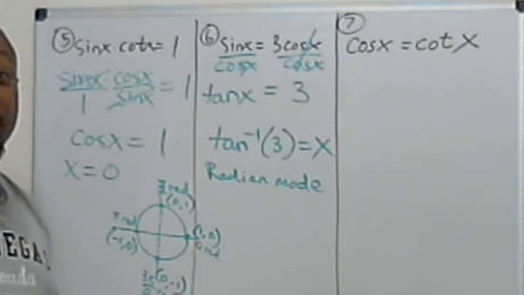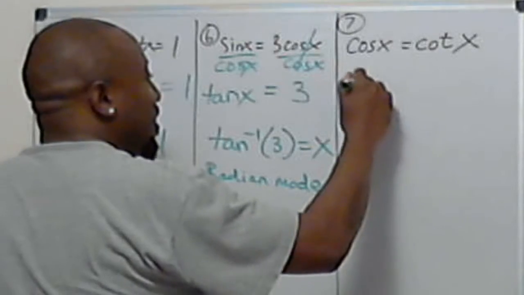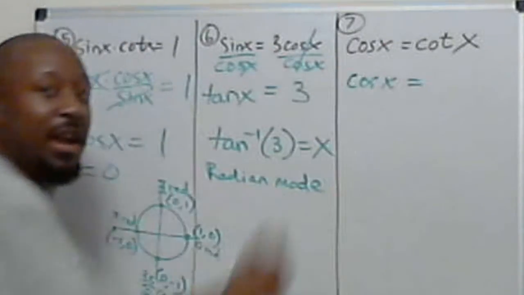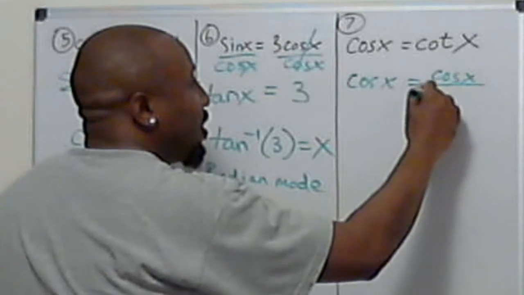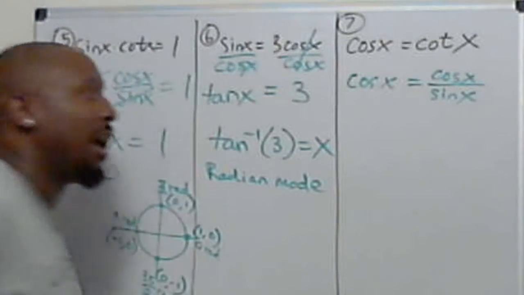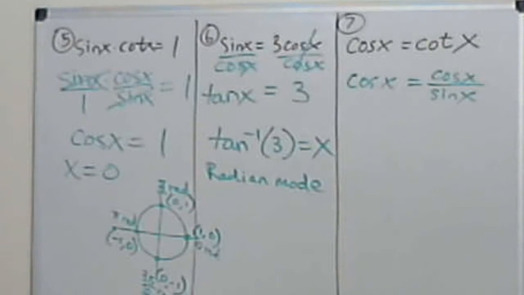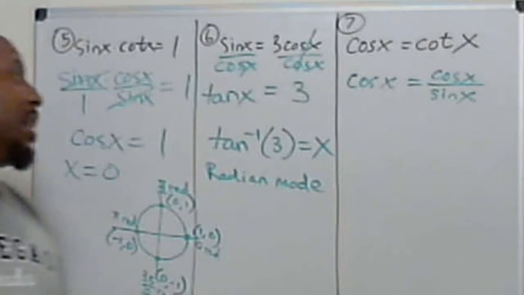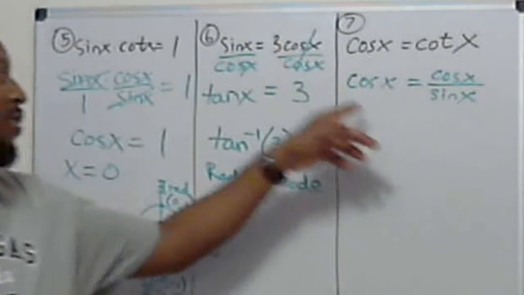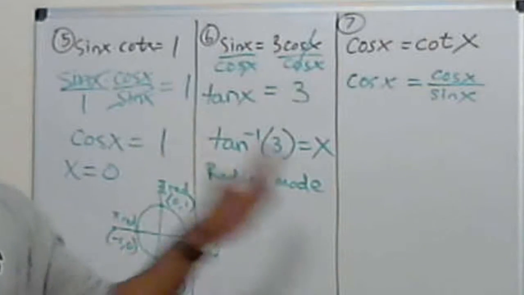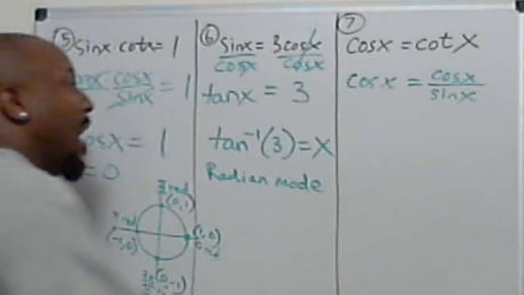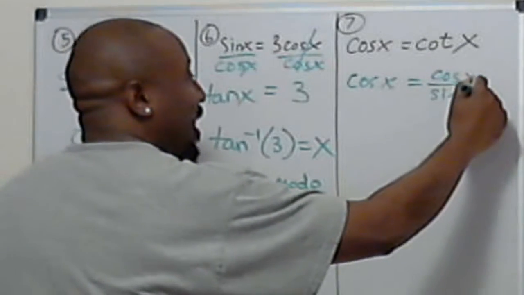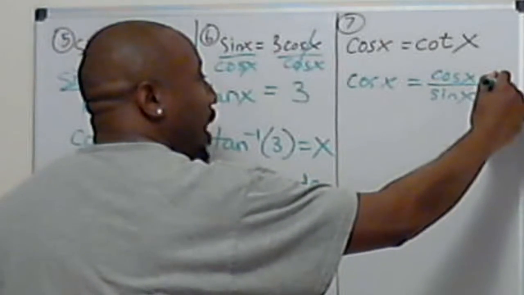Now, over here, cosine x equals cotangent x. Again, we want to change everything over to sines and cosines. This is already a cosine, so that's cosine x is equal to, this is going to be cosine x over sine x. That's the quotient identity. Now, I want to make sure I bring this over to the other side so I can make only one expression in terms of cosine or sine. In order to bring this over to the other side, I would have to multiply by its reciprocal.